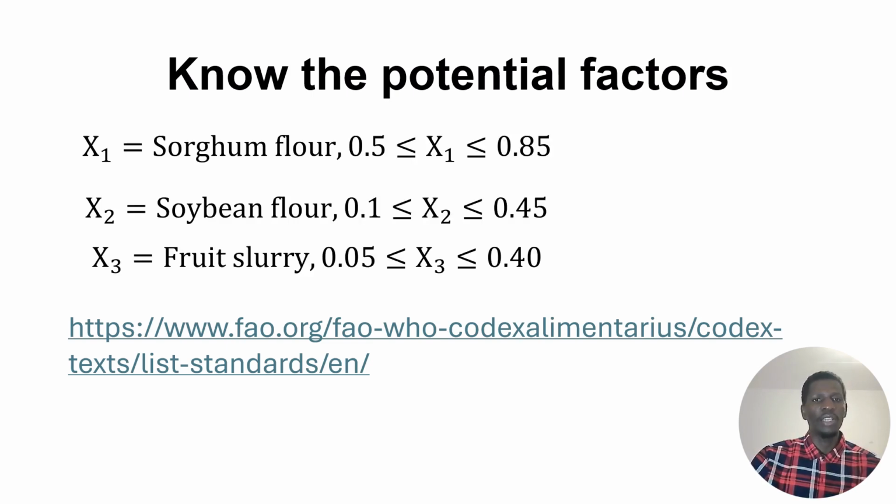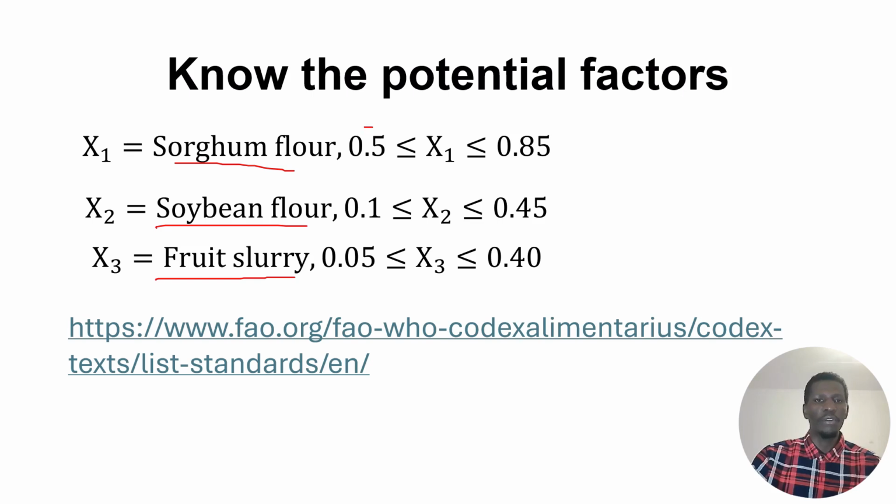So here the student has decided to go with three factors: sorghum, soybeans, and fruit slurry. And the sorghum will contribute to the carbohydrates and the fiber, soybeans to the protein and the specific micronutrients desired. The fruit slurry will contribute to the vitamins.